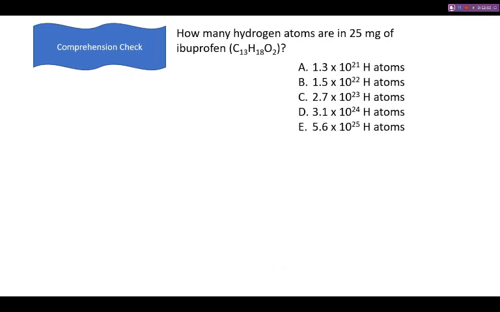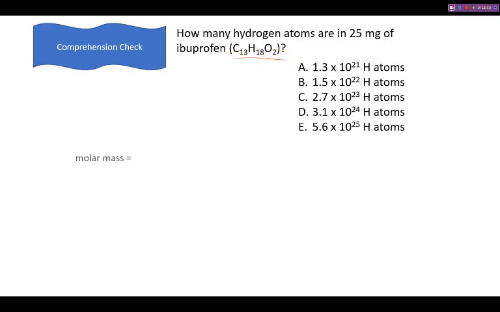One last one. Pause here and try this on your own first. All right, how many hydrogen atoms are there in 25 milligrams of ibuprofen? You're given the molecular formula.